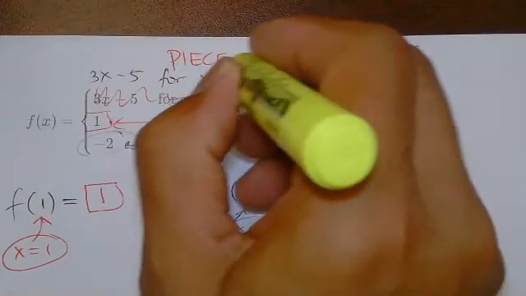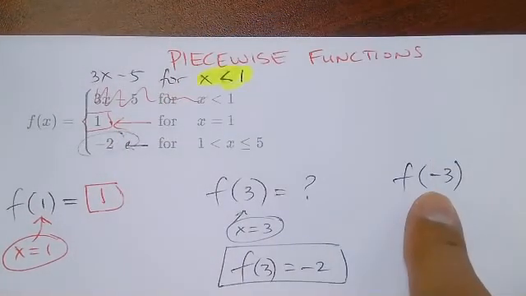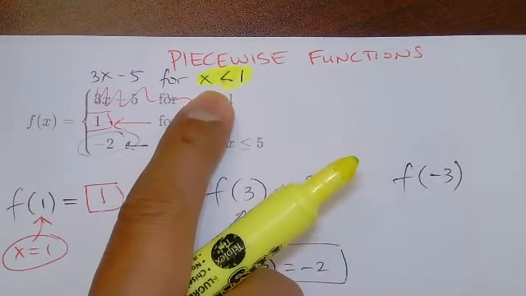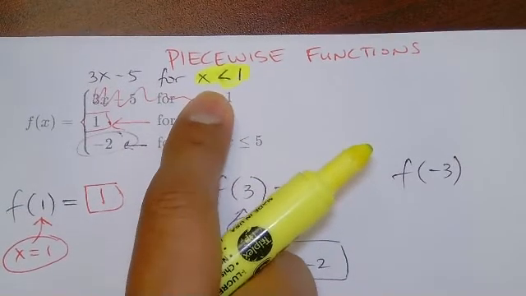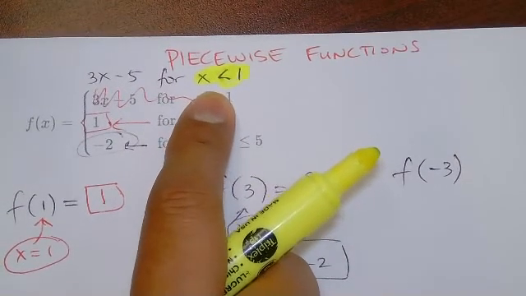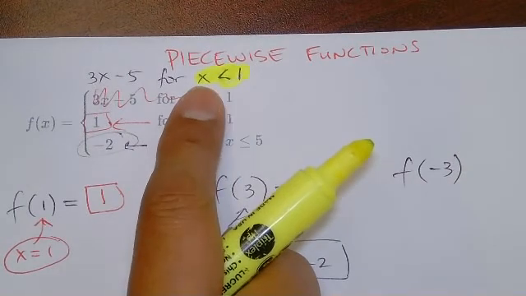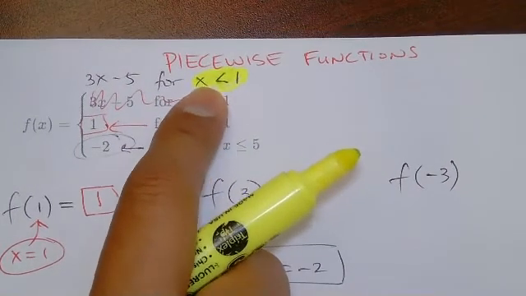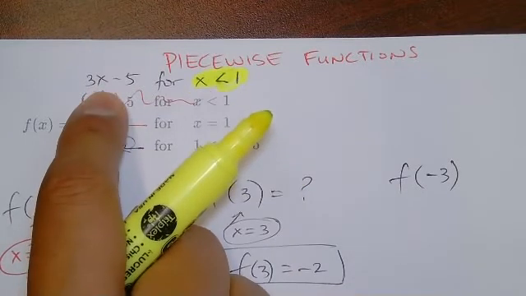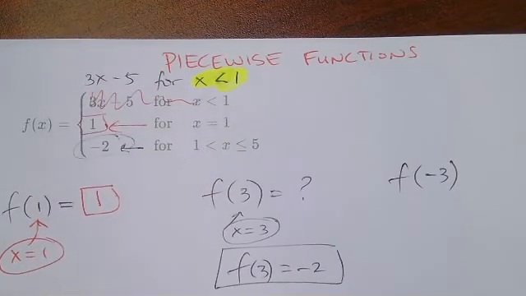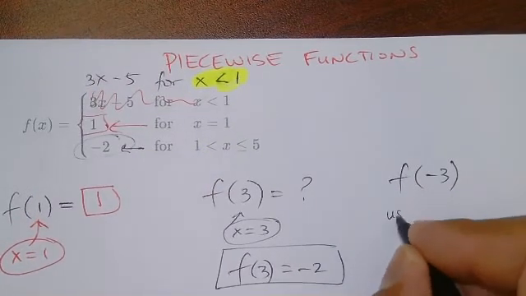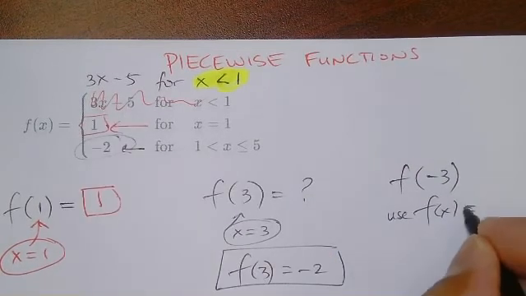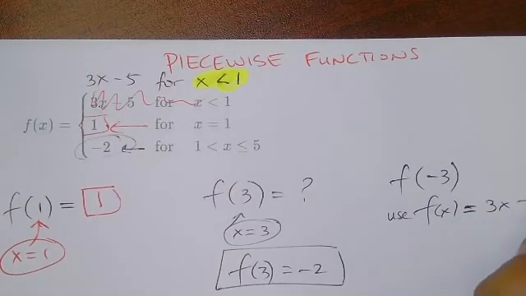Why is it going to be the top one? Because you got to see where x is -3. You got to read the inequality. Everybody see here? This is saying that here you use any and all the values that are less than 1. So that's 1, that's 0, that's -1, that's -2, that's -3. So for x -3, you use this function. So we're going to use which one? F of x is equal to 3x minus 5.